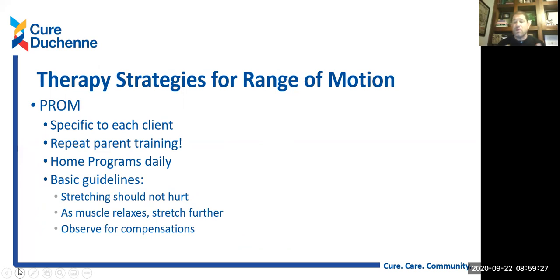Like I said before, there's going to be different asymmetries. This muscle is going to be tight for this person, but not for that person. So just like the exercises, the range of motion needs to be specific to the client. Check in with the parents often. Make sure that they're comfortable with doing the range of motion.